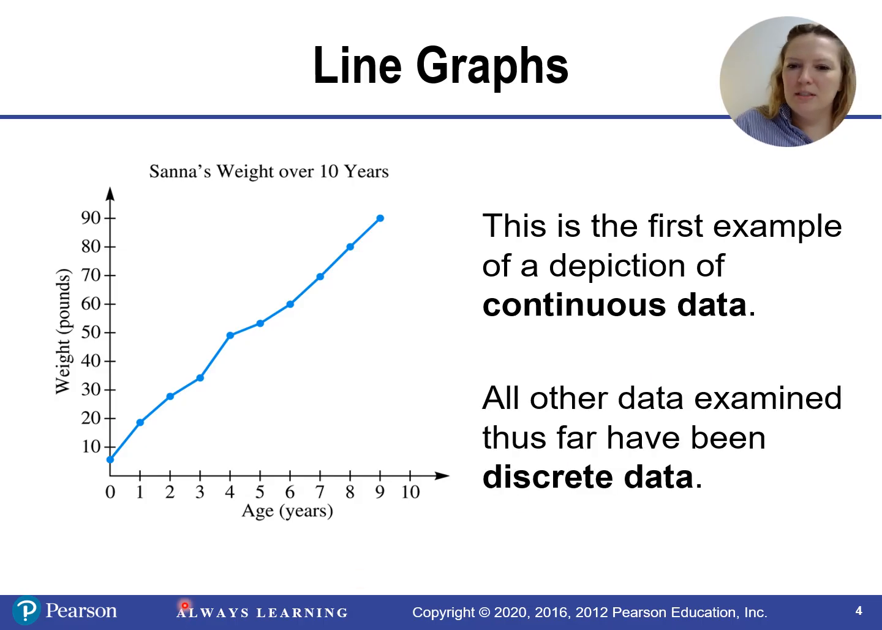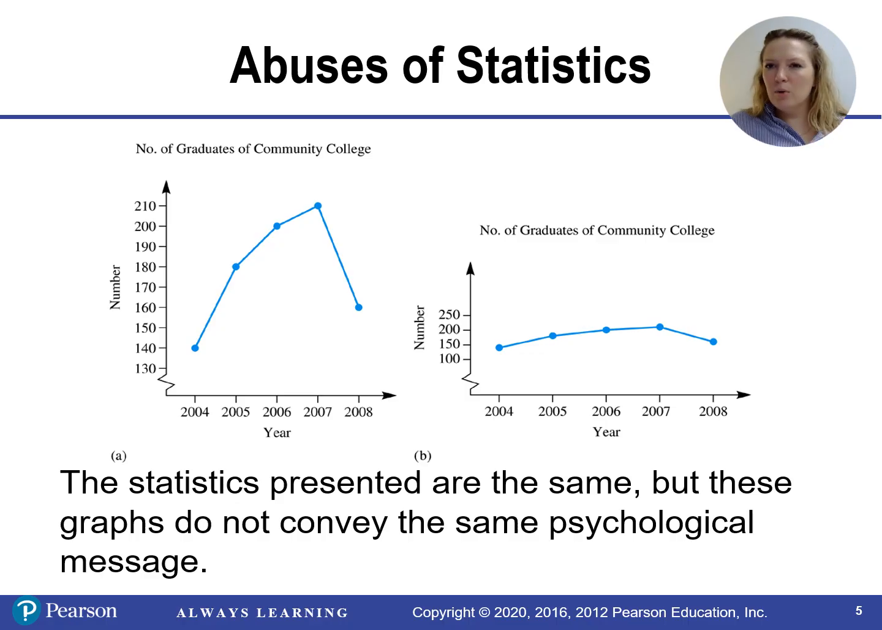All the other data we've seen so far have been considered discrete, meaning that we can't necessarily draw these lines between them. Something I want to bring your attention to while we talk about representing data is that we need to pay attention to the scales that we choose to use to represent our data.